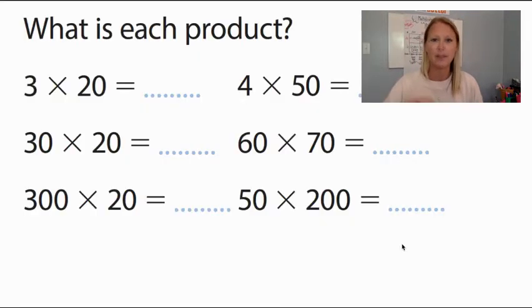Let's get started. All right, your start problem today. What is each product? Remember, product is a fancy word for the answer to a multiplication problem. All right, this is going to be an open-end response. I want you to type each of the products into the answer, so you'll have 6 products. 3 times 20, 30 times 20, 300 times 20. The other column is 4 times 50, 60 times 70, and 50 times 200. Write your products now.